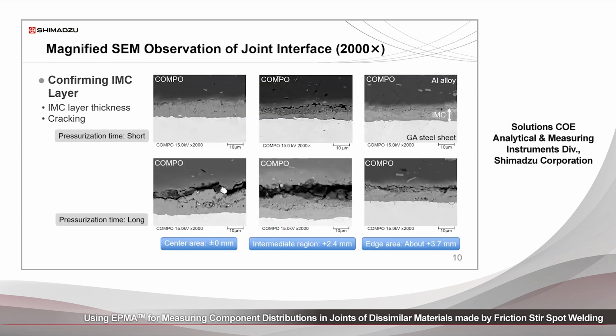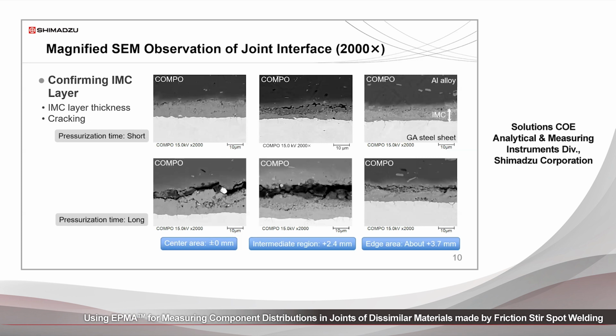Pictured here is a more microscopic observation of the joint interface, or the region where the intermetallic compound layer is formed. Some observations. In general, for the long pressurization time, the IMC layer is much thicker relative to the short pressurization times. The degree of cracking is also higher for the long pressurization time compared to the short pressurization time.